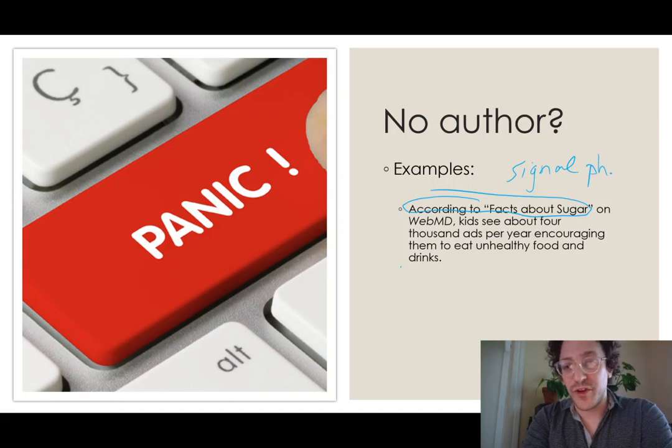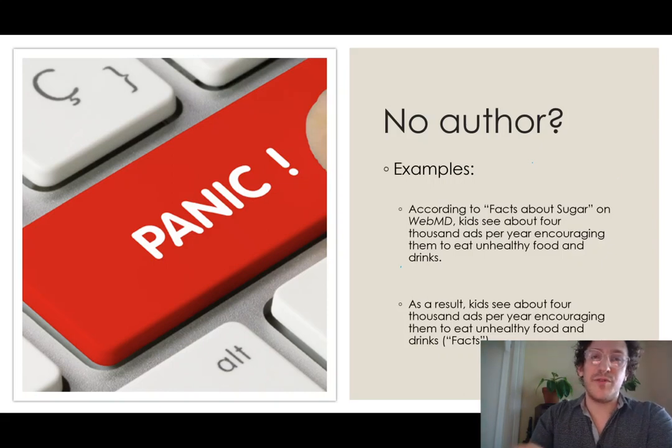Signal phrase. So again, if you don't have an author, just use the title of the article in the signal phrase. Another thing is you could use a shorter form of the title in your parenthetical citation. So here's another paraphrase of this information written a little bit differently. As a result, kids see about 4,000 ads per year encouraging them to eat unhealthy food and drinks. And I just have "Facts." That's just the short version of the title.